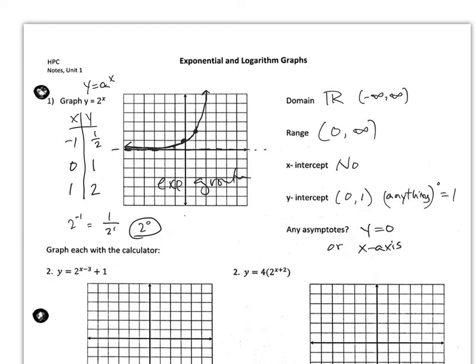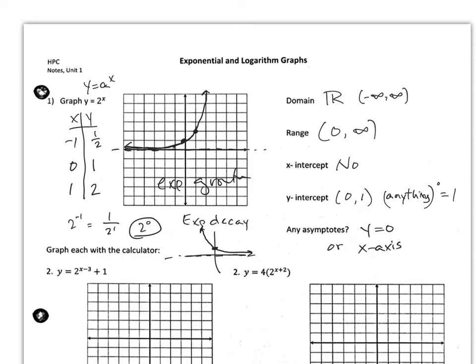Exponential decay looks like it's going down as you look at it from left to right. Same kind of pattern, asymptote, y-intercept up 1, but as you go from left to right, it decays. So that's exponential decay. We'll go over how you know which one it is here in a second.